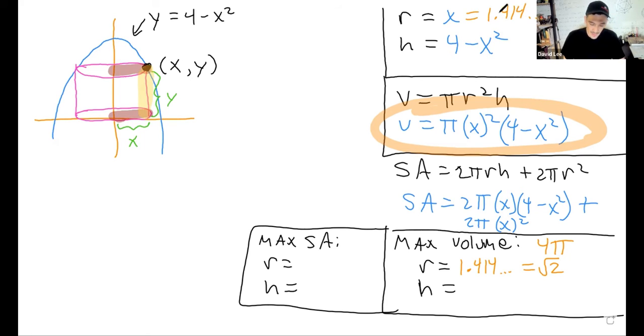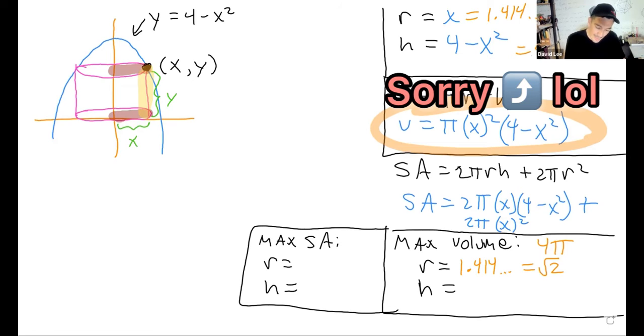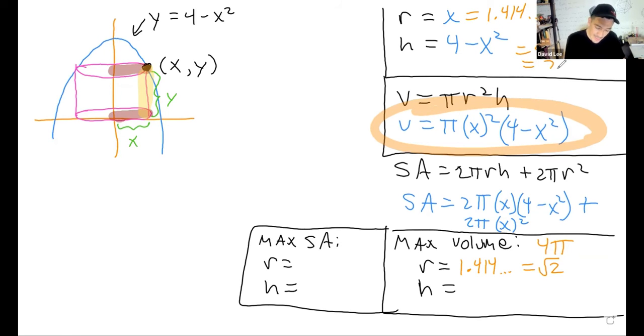So if you take this number for x and plug it in on a calculator, it'd be 4 minus 1.41 and change squared. And if you tap that into a calculator, you're going to get really close to just the number 2. Or at least you should. It should be pretty close to 2. And so that's how you find the maximum volume and the radius and the height that goes with it.